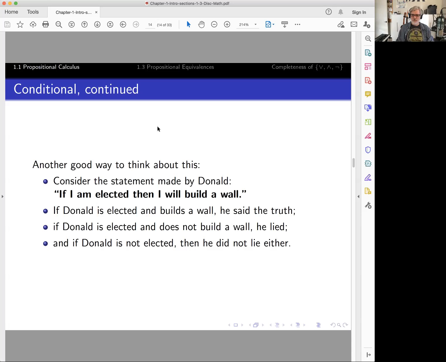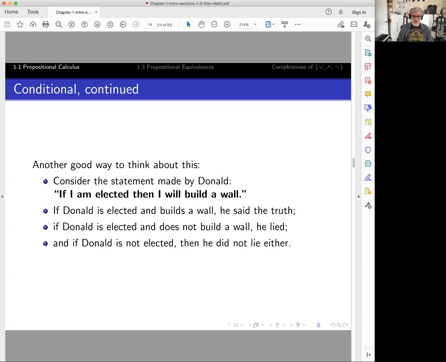Okay, so let's try to see if this statement is true or false, depending on what happens. If Donald is elected and builds a wall, then he told the truth, right? He said, if I'm elected, I will build a wall, so it's true. So if the hypothesis is true and the conclusion is true, then the whole thing is true.